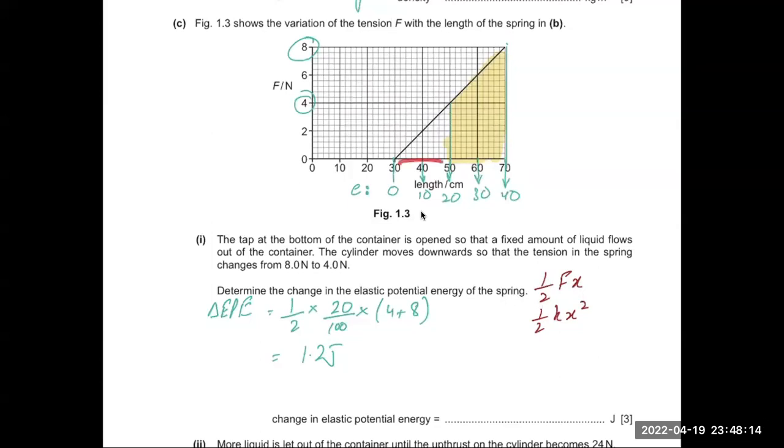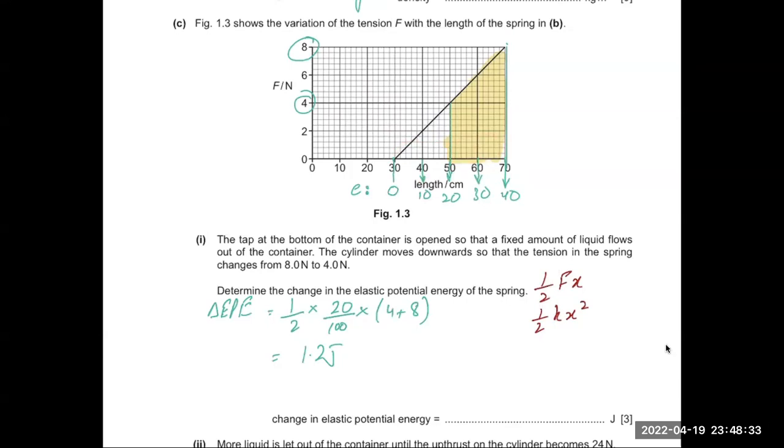This is a force length graph. So 30 centimeter is the natural length, because when the force is 0, the length is 30. So this is extension is equal to 0. At 40 centimeter, the extension would obviously be 10, and then 20, and then 30, and then 40. That's how I got 10, 20, 30, 40.